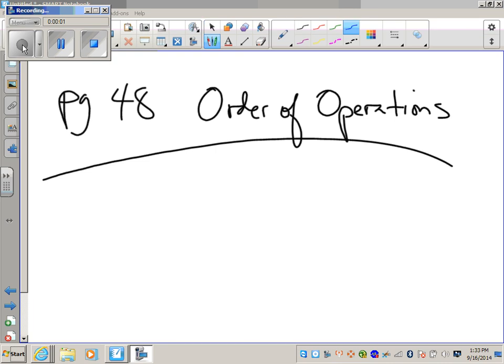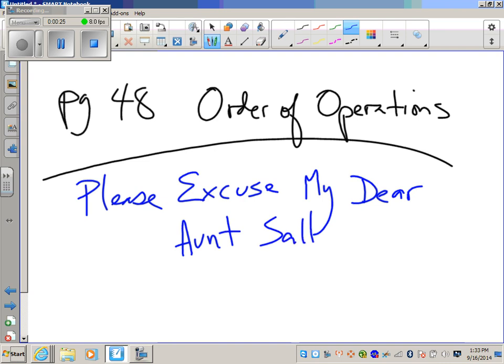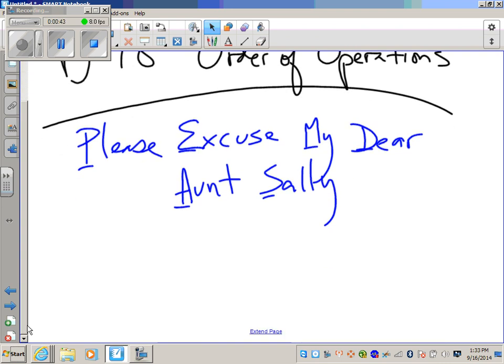When presented with problems that have multiple operations within them, we have to follow a given set of rules when approaching them. You may have heard the phrase "Please excuse my dear Aunt Sally." Each of those is supposed to help you remember the order of operations, okay? It does, but you need to know just a little bit more.